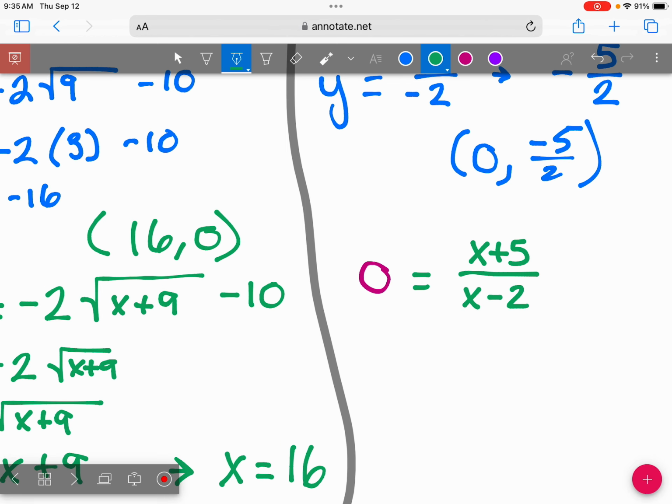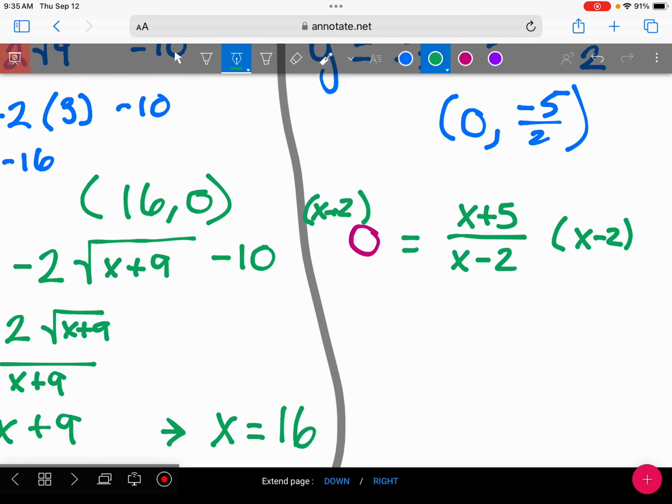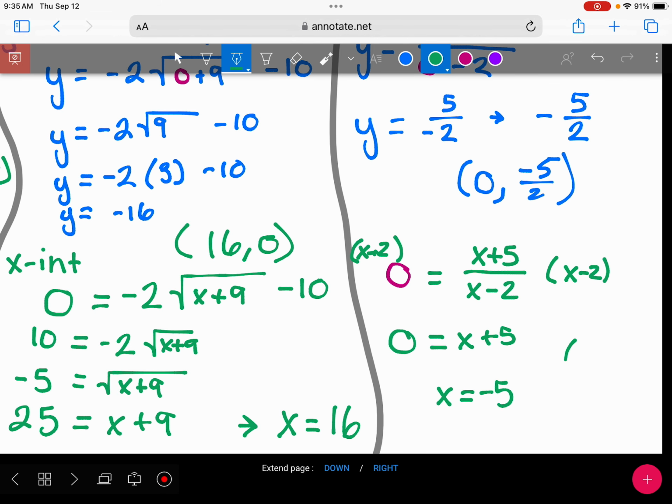Yeah, multiply both sides by x minus 2. As long as I do the same thing to both sides, I can do whatever the heck I want. You could rationalize, but you're going hard mode that way, because this is just going to still be 0 equals x plus 5. So what is our x going to be? x equals -5. So my x-intercept is going to happen at (-5, 0). When we have these rational functions, all I care about is when my numerator is 0, because 0 over anything is 0.